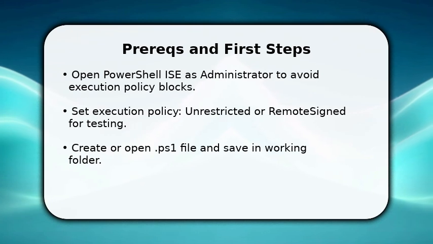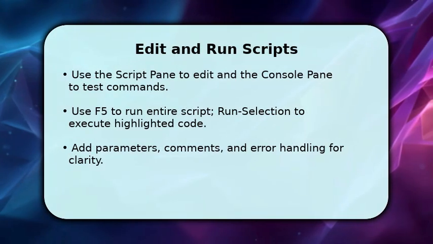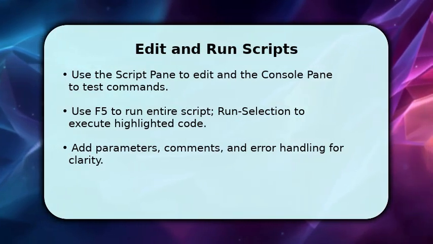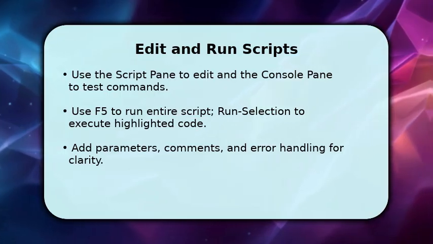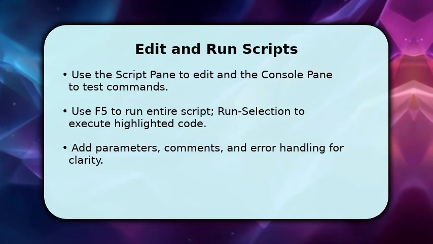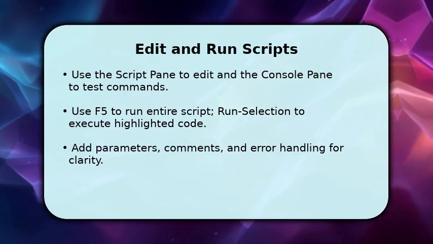You'll edit in the script pane and test interactively in the console pane to see immediate results. Use F5 to run the whole PS1, or select lines and choose Run Selection to iterate fast. This is why ISE speeds debugging.